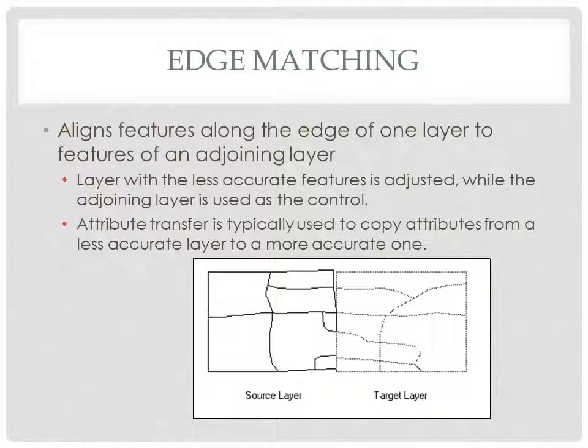Edge matching aligns features along the edge of one layer to the features of an adjoining layer. A layer with less accurate features is adjusted while the adjoining layer is used as the control. Attribute transfer is typically used to copy attributes from a less accurate layer to a more accurate one. In other words, you're putting the data onto a new target layer.